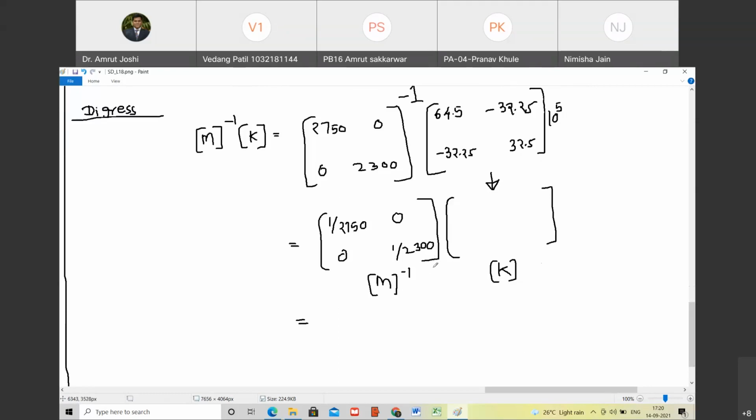What is the size of this matrix? Tell me. 2 cross 2. What is the size of this matrix? 2 cross 2. So is the multiplication possible? Yes. The number of columns of the first matrix matches the number of rows of the second matrix, and therefore the multiplication size is going to be 2 cross 2. Number of rows of the first matrix by number of columns of the second matrix. Happy? Yes.